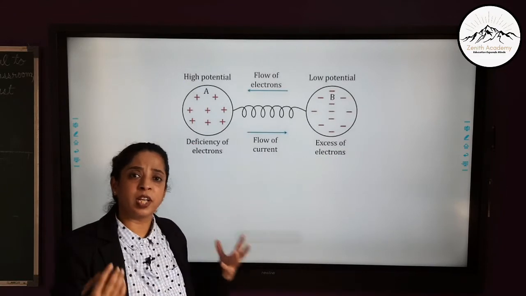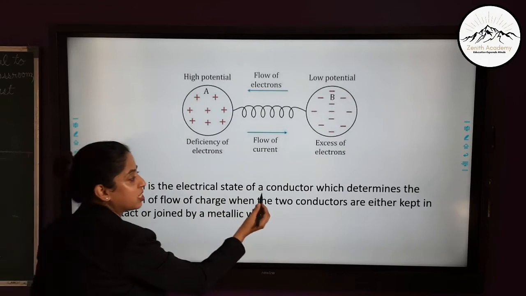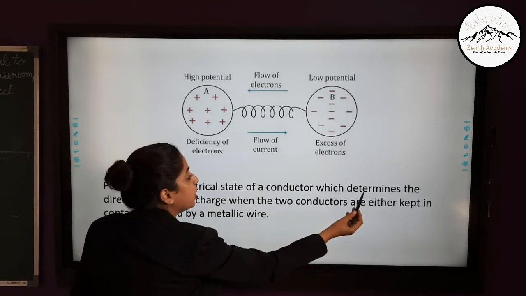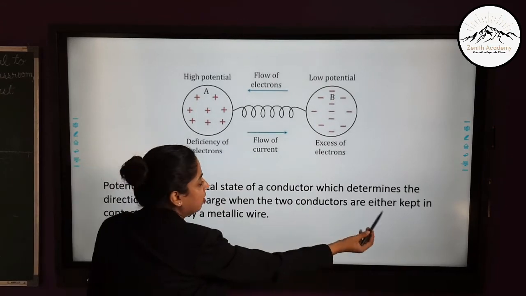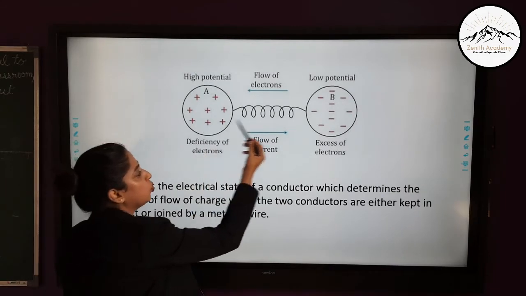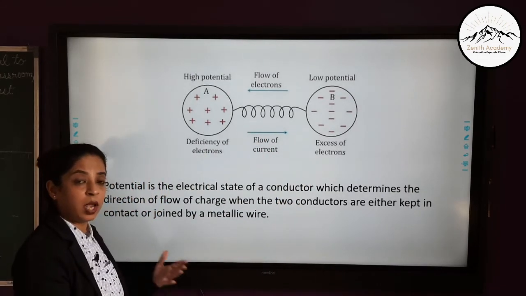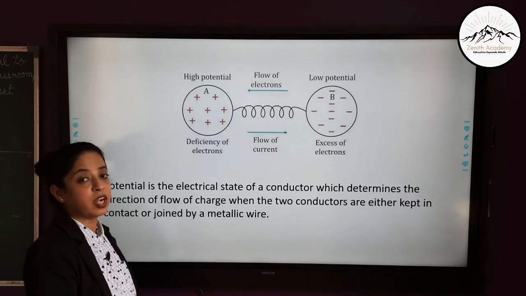So what is this potential that we are talking about? Potential is the electrical state of a conductor which determines the direction of flow of charge when two conductors are either kept in contact or joined by a metallic wire. So when these two conductors are joined by a wire or kept in contact, it is the potential that determines where the charges will flow.